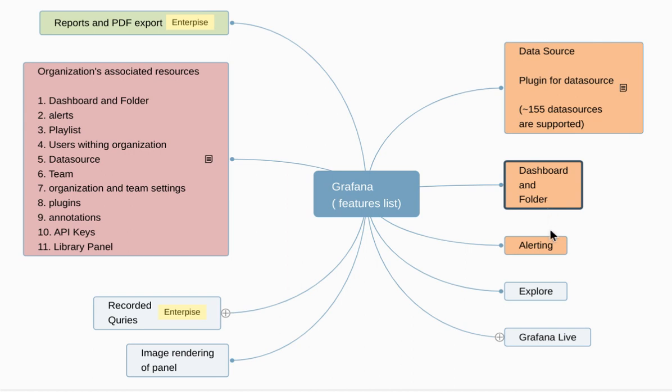Then alerting. Whenever any anomalies happen, alerts can be generated by the Grafana instance.